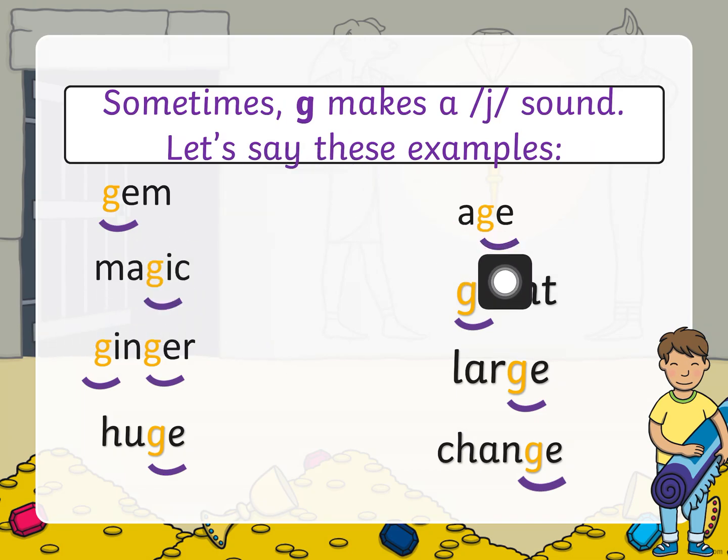Let's jump over to this word over here. Age. What about this one over here? Ginger. We have two soft J sounds over here. What about this one? It's the word huge. And I want you to try reading these three on your own. Let's give ourselves a few seconds to read these on our own.